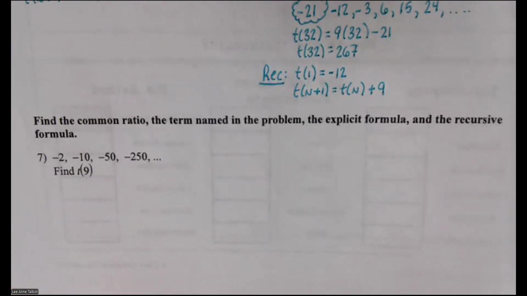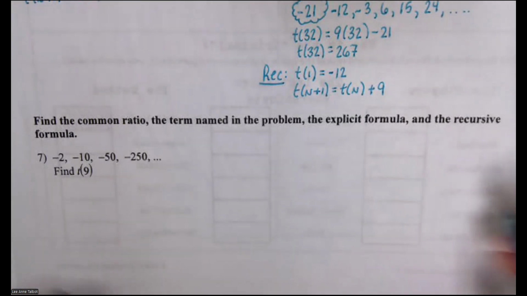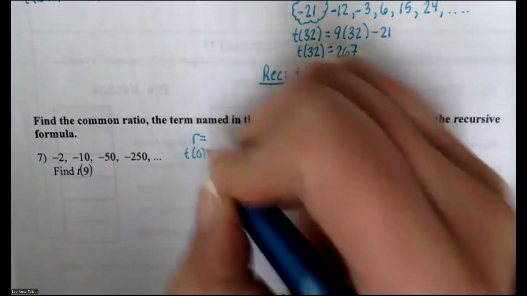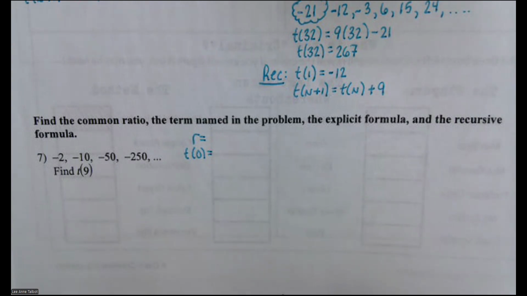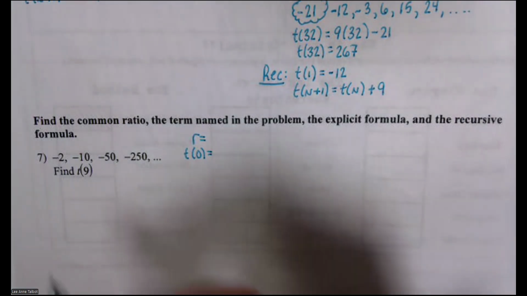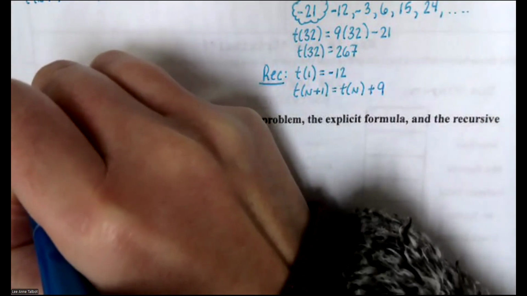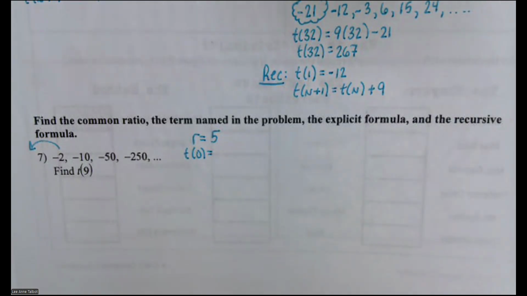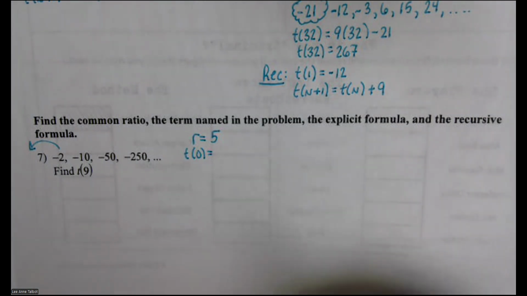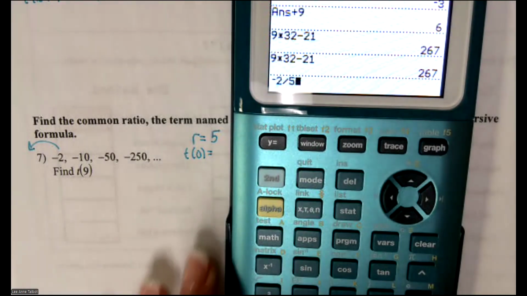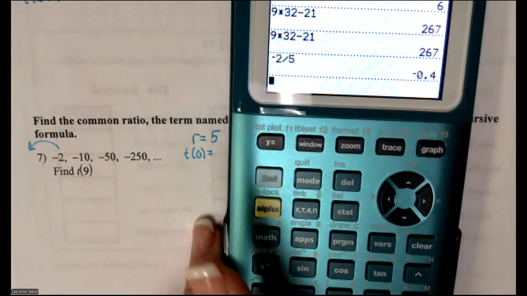Find the common ratio, the term named in the problem, the explicit and recursive. Okay, so this one's geometric. And the common ratio is the multiplier. So I like to start by putting the multiplier and term 0 over here. It looks like it's multiplying by 5. How do I get the number in front? Yes, Landon. Yes, okay. So I'm going to go negative 2 divided by 5 to go backwards. Perfect, negative 0.4.